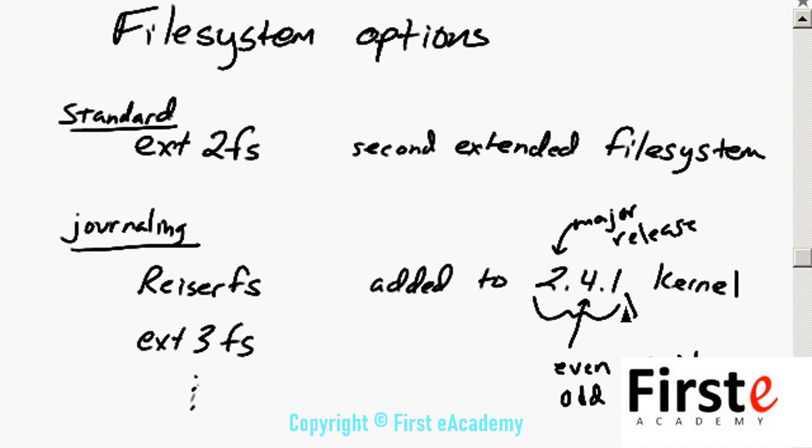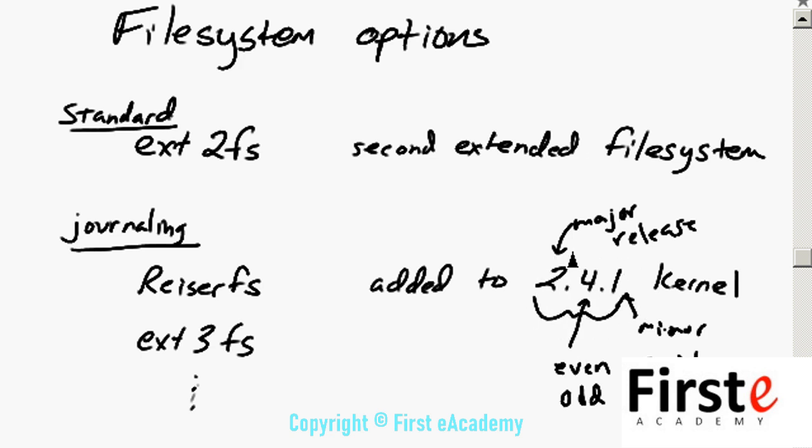And then finally, the last number here is the minor release number. So when I said the Riser file system was on 2.4.1 kernels, it'll be on all the kernels after that as well. So 2.4.2, 2.4.3, 2.6.0 is after this one, and so on. You see how this works now.